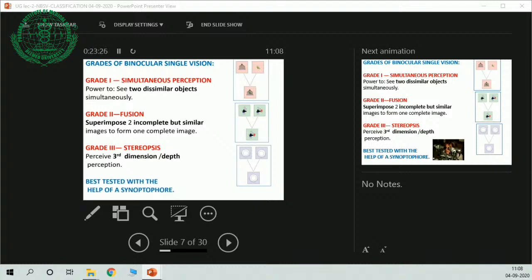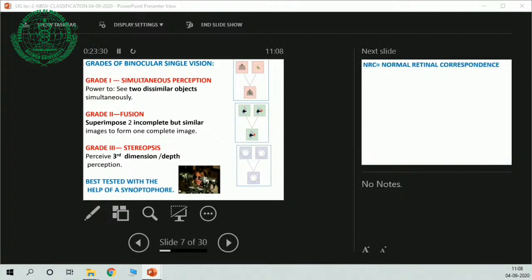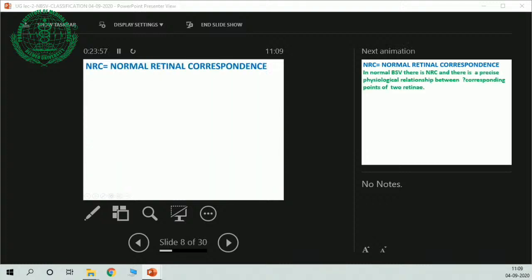I have already told you that it is best tested with the help of the synaptophore, and this is the machine. You can see here. The right eye is viewing from the right side and the left eye is viewing from the left sided tube, and the slides we keep here, and the projection goes here. Again the slides are kept here and the projection goes to the right eye, and whatever we are projecting, that we have already discussed. So we will go next.